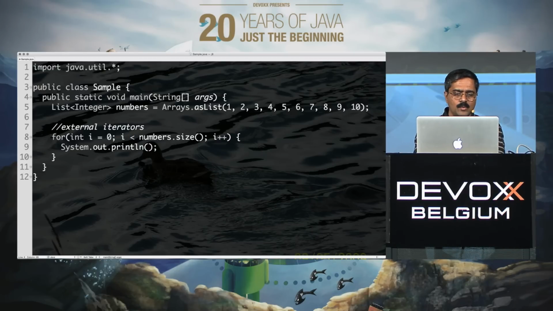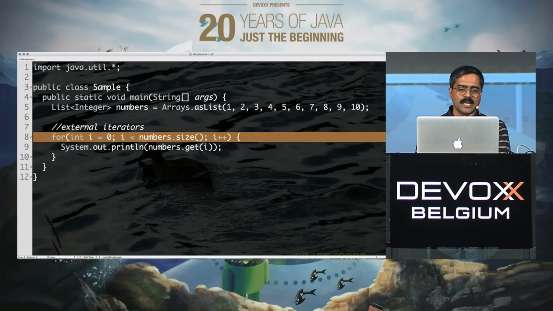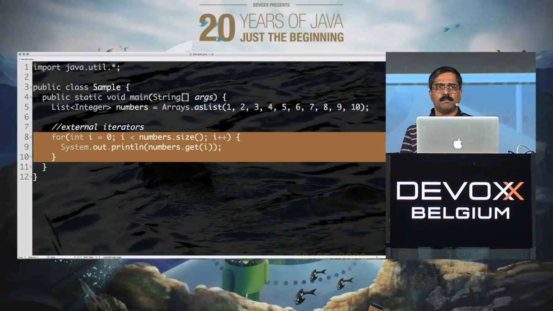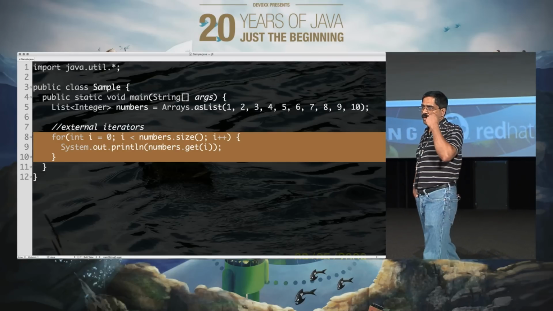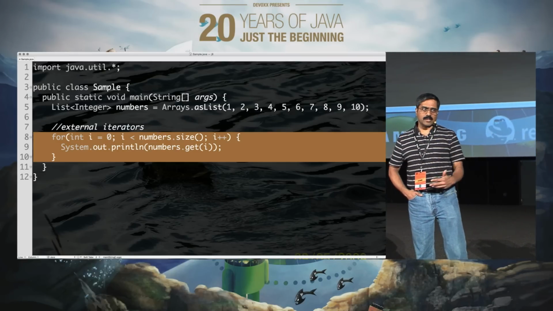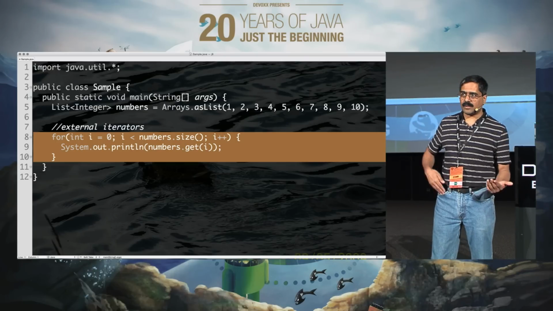And then you have to output numbers.get and then a little bit more work as well to get that done. So you can see in this case how much more effort it takes to iterate and print the values. Now, sometimes people will tell you that this is a simple for loop, but the word we are using here is confused. The word we are looking for is not simple. The word we are looking for is familiar. And there is a very big difference between the word simple and the word familiar.